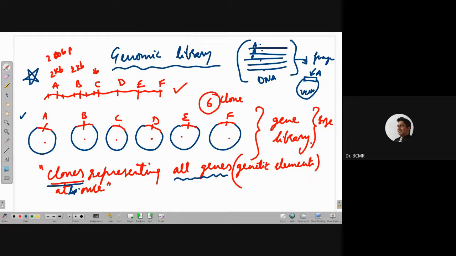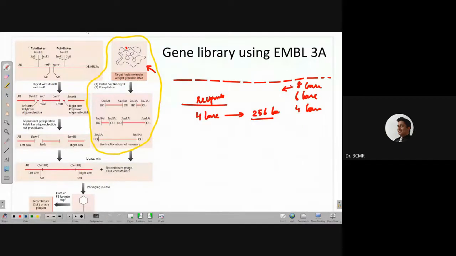The larger the size of the fragment that we put in, the fewer clones we require. If you put in very small ones, the problem is that you will have to have a very big gene library so that all the genetic elements are represented. So what these people had in mind is, if I use a 4-base cutter, it cuts into very small fragments. So what they did was use partial digestion with Sau3A.